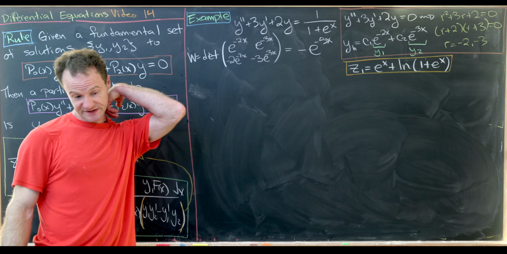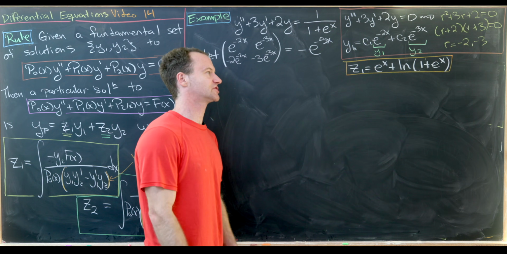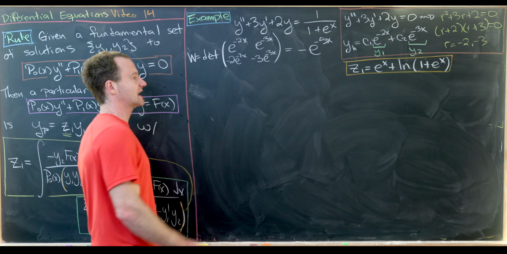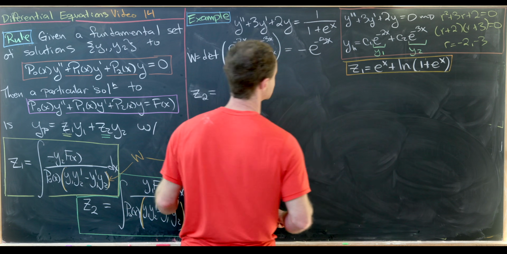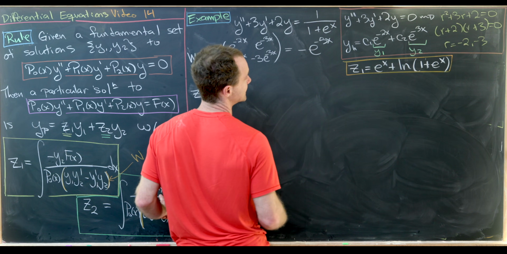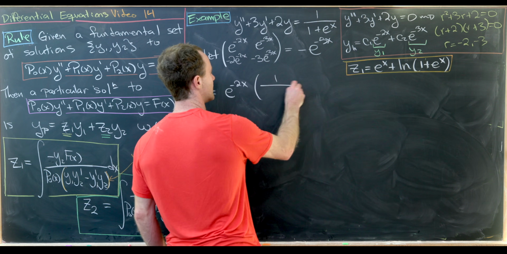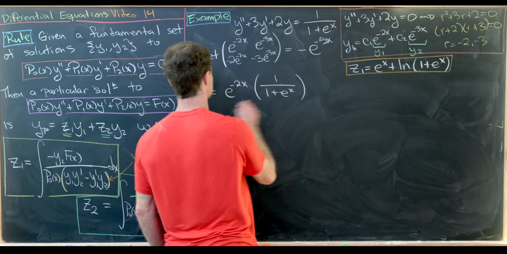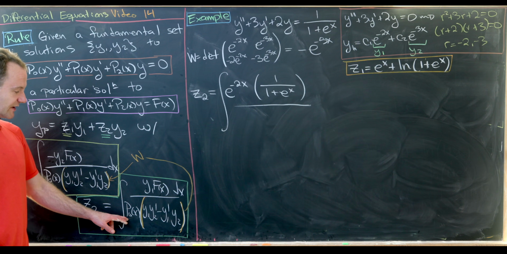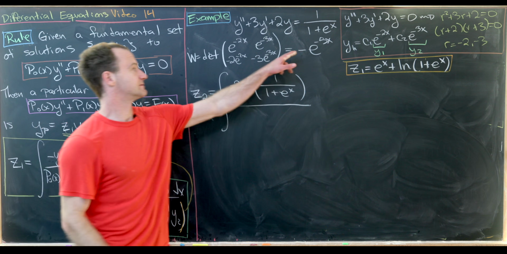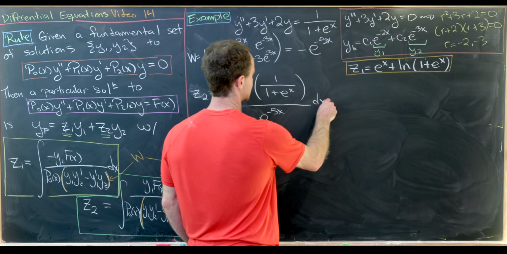So we just determined that for this problem, the function playing the role of z1 is e to the x plus the natural log of 1 plus e to the x. So now let's calculate the function playing the role of z2. So let's see, we need y1 times f of x. y1 is e to the minus 2x, so that's going to give us e to the minus 2x times 1 over 1 plus e to the x. That's all within an antiderivative. So that's our numerator. Now our denominator is the same thing that we had before, which was minus e to the minus 5x. So minus e to the minus 5x dx.